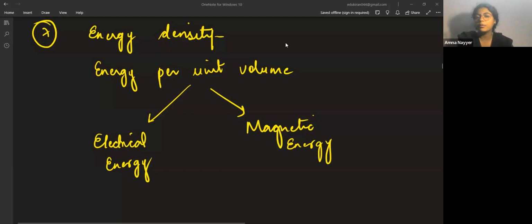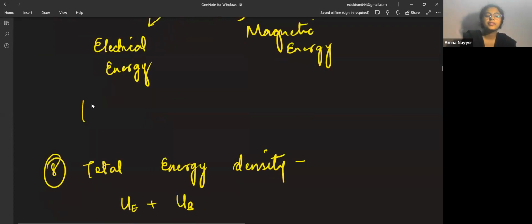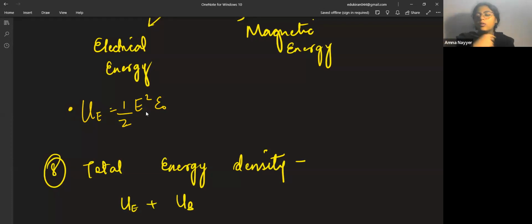If you remember, we started this derivation, then capacity. Revise this one, the derivation is important. So electrical energy density is half the square of electric field into epsilon naught. This is the formula of it: half into E square into epsilon naught. Now, a similar formula you have for magnetic energy.